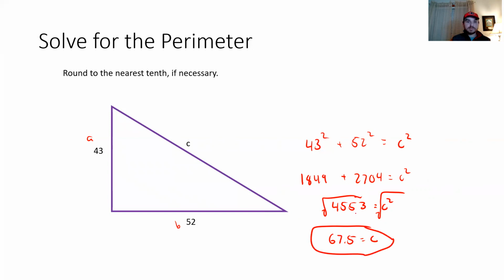Now this, I boxed it, but this is not actually the final answer, because now we have our side lengths. So 43 plus 52 plus 67.5. Because again, we're just adding all of our side lengths together to get the perimeter. And when we add all those up, we get 162.5. That is the perimeter of this triangle here.